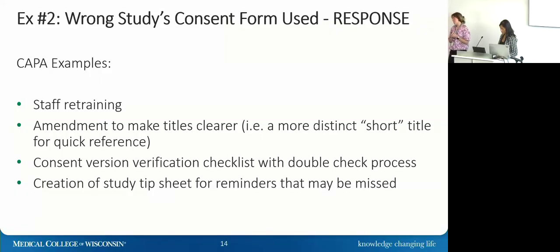But maybe making an amendment to the study to make that short title clear on the cover of it. Maybe there's something you could indicate on the cover of that consent form that would make it more clear. Maybe you could utilize a color coding system, or just a more distinct short title. Maybe you bold certain words to make it more clear. Maybe you have a consent verification checklist with a double check process where you have to double check that the PROs match each other. Creating a tip sheet.